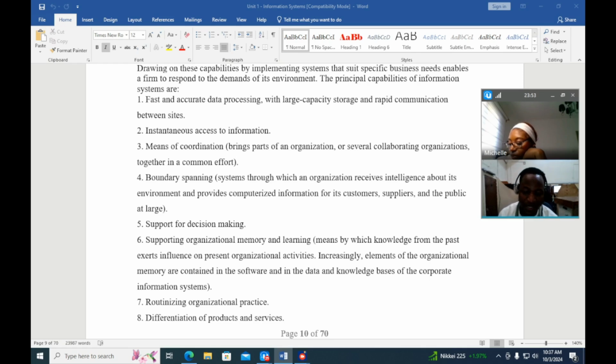The fourth capability is boundary spanning.